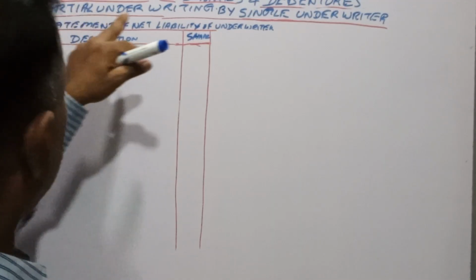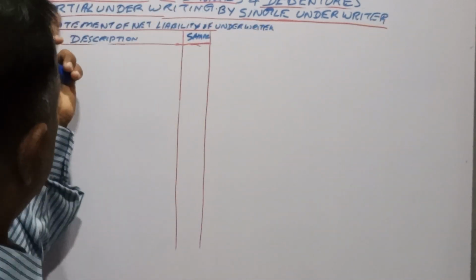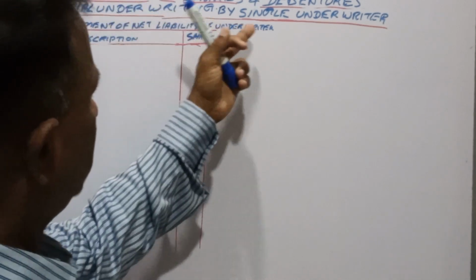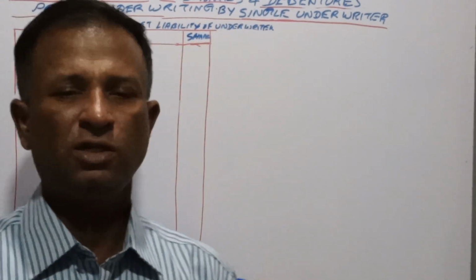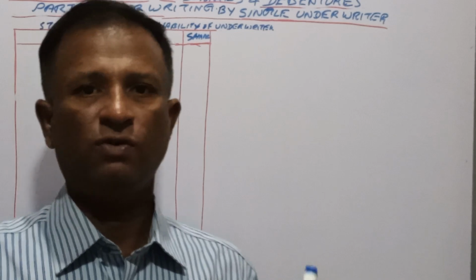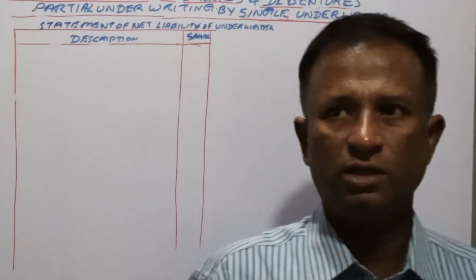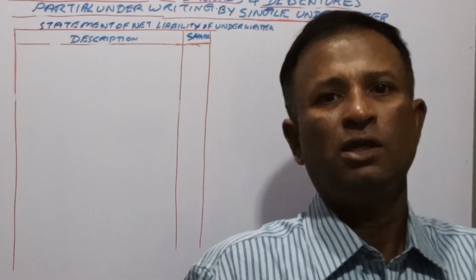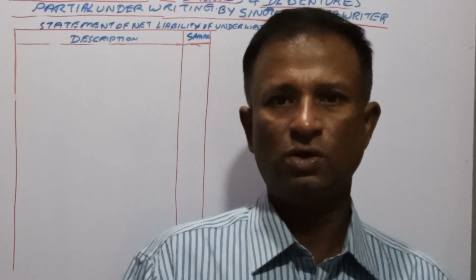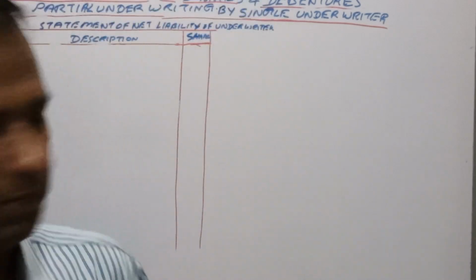Here under the underwriting of shares and debentures, we see the partial underwriting by a single underwriter. Partial underwriting means that not the whole shares were taken by the underwriter. If the company has issued 5,000 shares, only 4,000 are underwritten by the underwriter. We will see this through the question. Let's move into the question.